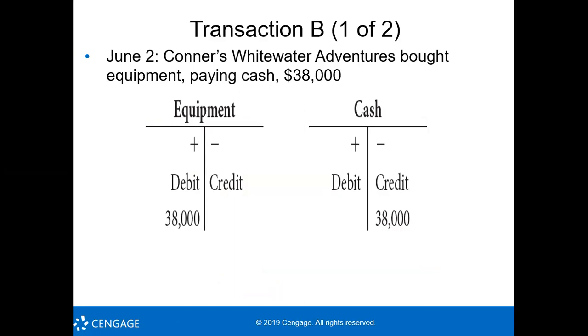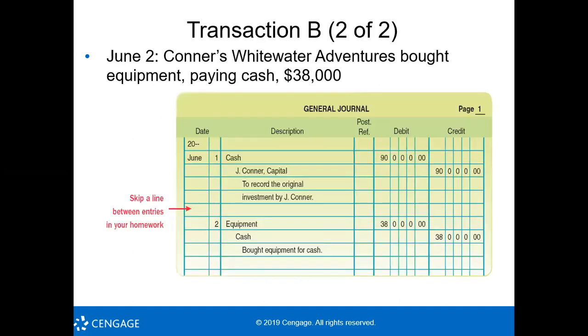We're going to get more practice with them in chapter 3. So here's our next example. June 2nd, Conner's Whitewater Adventures bought equipment, paying $38,000 cash. These are both assets, cash and equipment. Again, assets increase with a debit, decrease with a credit. So in this case, we've got the equipment asset going up. We're debiting equipment. We're crediting cash. So again, the journal entry would be a debit to equipment and a credit to cash. And it shows you that journal entry here. Debit equipment, credit cash, bought equipment for cash.